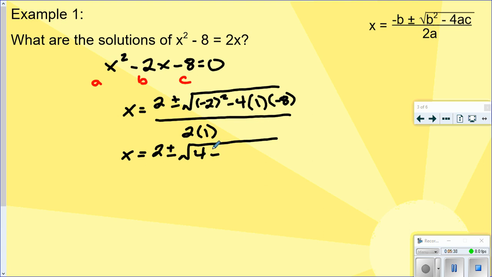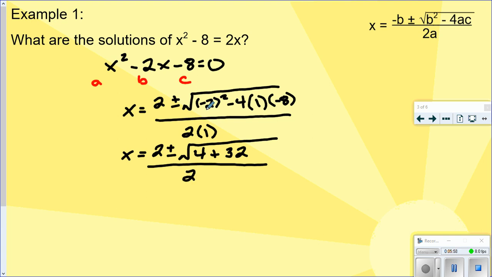Subtract will be the last piece I do. I can go ahead and do this multiplication. So I have negative 4 times 1 times negative 8. It's going to give me positive 32. And then that's all divided by 2.